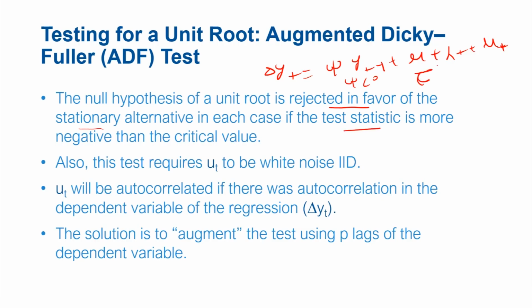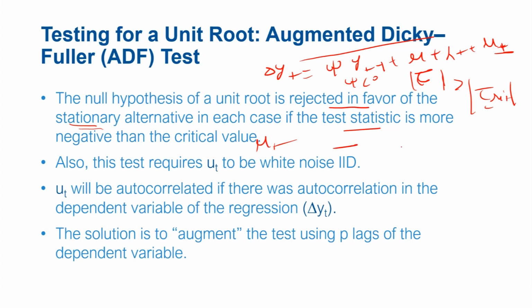Tau is more negative as compared to our critical values, or tau critical. So in terms of magnitude, if tau observed, or tau from sample, is greater than tau critical, then we would have rejected the null of non-stationarity and said the process is stationary. However, for this kind of model to work efficiently, it is required that mu t, this error term, is a white noise IID process.